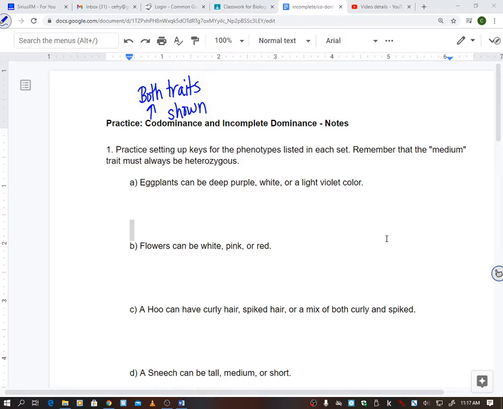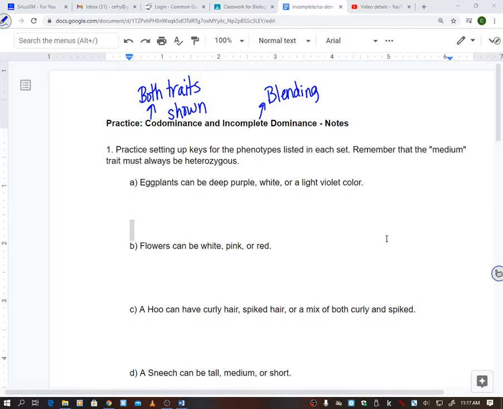Now incomplete dominance means you're not quite dominant. There is no real dominant one. So you get this blending of traits. So for incomplete, this is blending. Now this will count as your notes. It's kind of a worksheet, but also notes to help you out if you need the help throughout class.